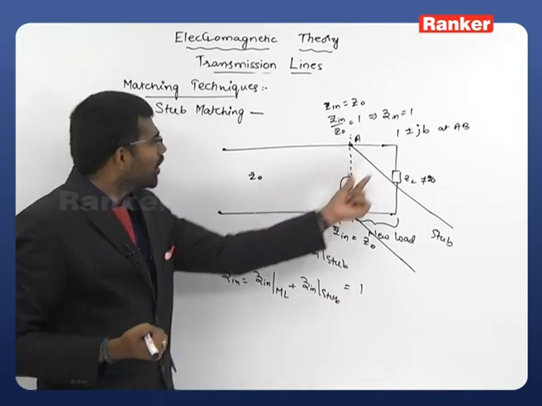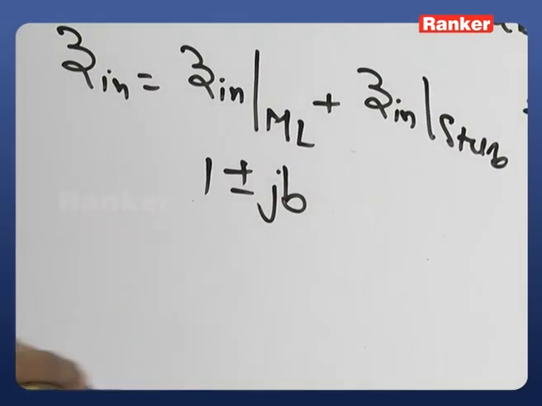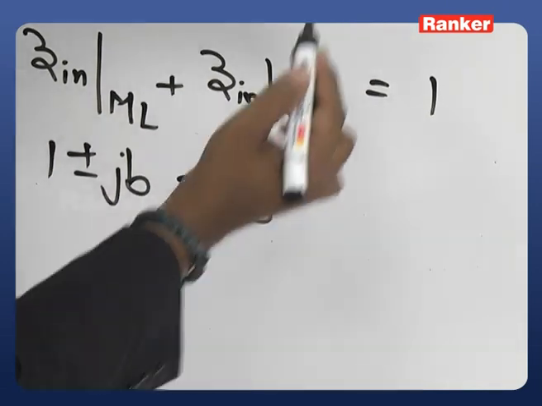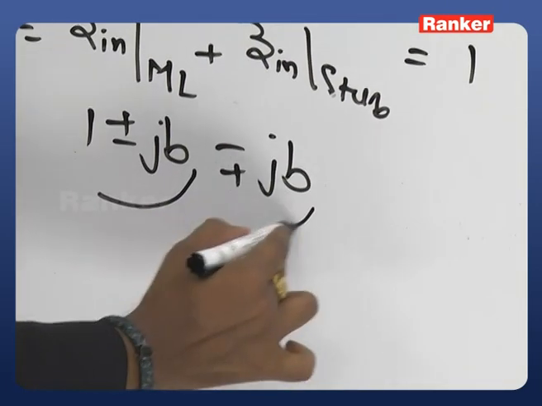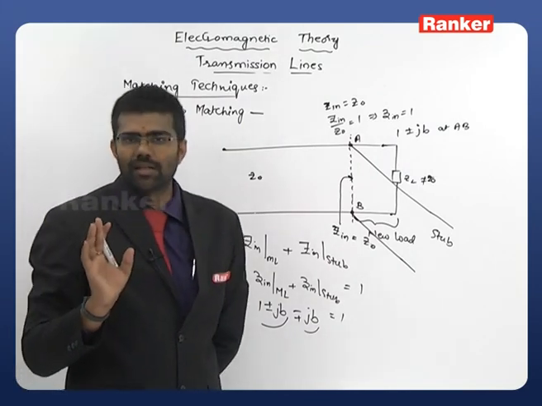This Zin because of the main line will be in the form of 1 plus or minus jB, and Zin because of the stub will be in the form of minus or plus jB. So by adding these two, obviously you will get 1. That is the assumption that we are considering, right?